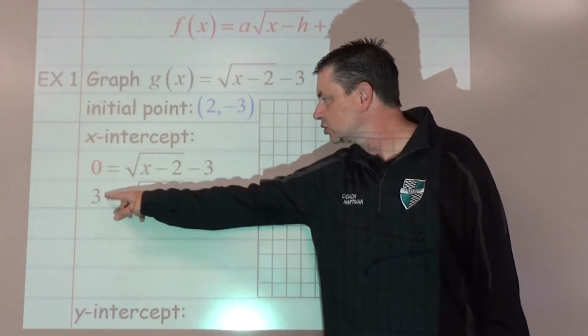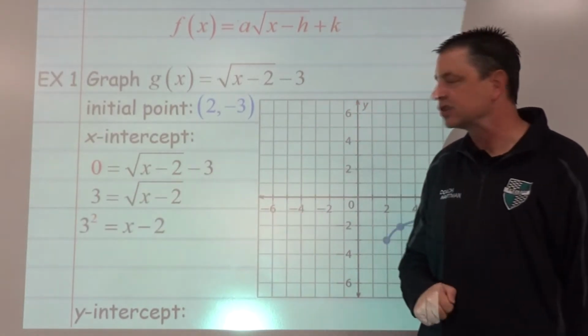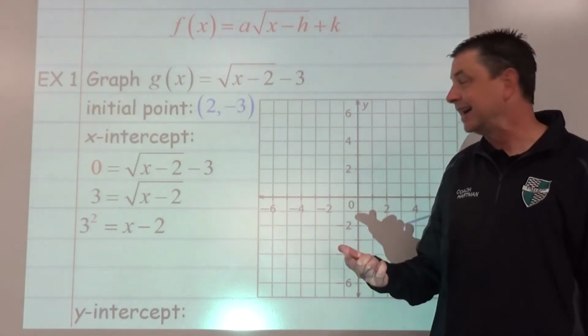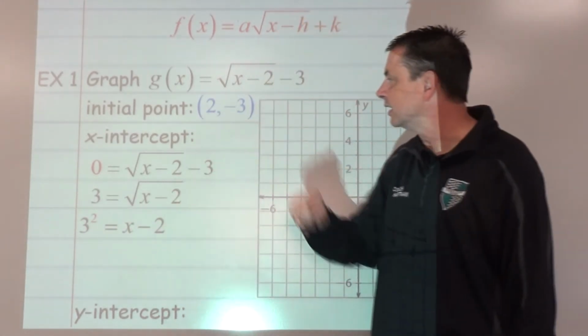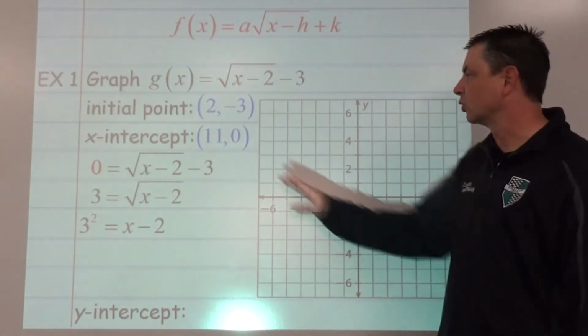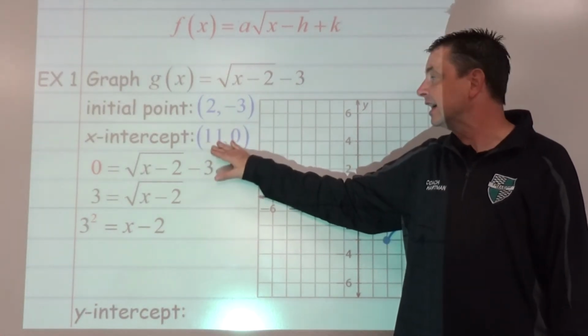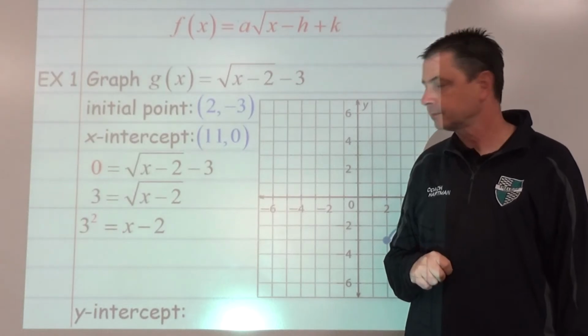I get x minus 2 equals 3 squared. 3 squared is 9. Add 2 to both sides. 9 plus 2 is 11. It's not showing on the graph, but we will hit the x-axis at 11, 0.